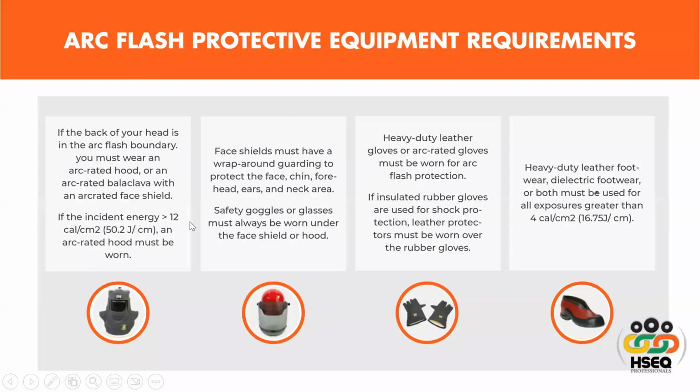If the incident energy is greater than 12 cal/cm², an arc rated hood must be worn. So at less than 12 cal/cm², the combinations are allowed, but if you are working at greater than 12 cal/cm², then an arc rated hood is mandatory. The face shield must have wraparound guarding to protect the face, chin, forehead, ears, and neck area. Safety goggles or glasses must also be worn under the face shield or hood. Heavy duty leather gloves or arc rated gloves must be worn for arc flash protection.